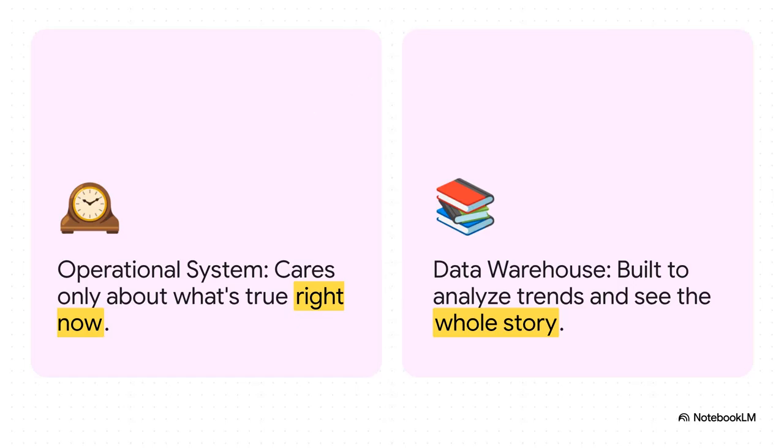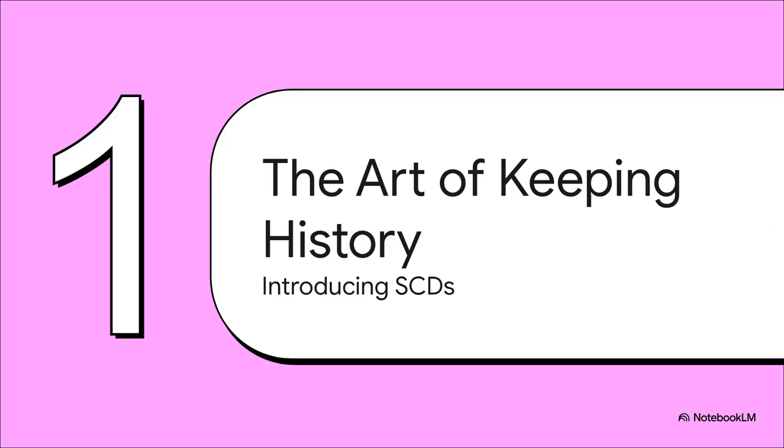The challenge really comes from a fundamental difference in how we use data. On one hand, you have your everyday operational systems, your sales app, your CRM. They only care about what's true right now. But a data warehouse, that's a different beast entirely. Its whole job is to analyze trends over time, to see the whole story. And for that, just overwriting old information, it's just not going to cut it. So, how do we bridge this gap? Well, we do it by mastering the art of keeping history.